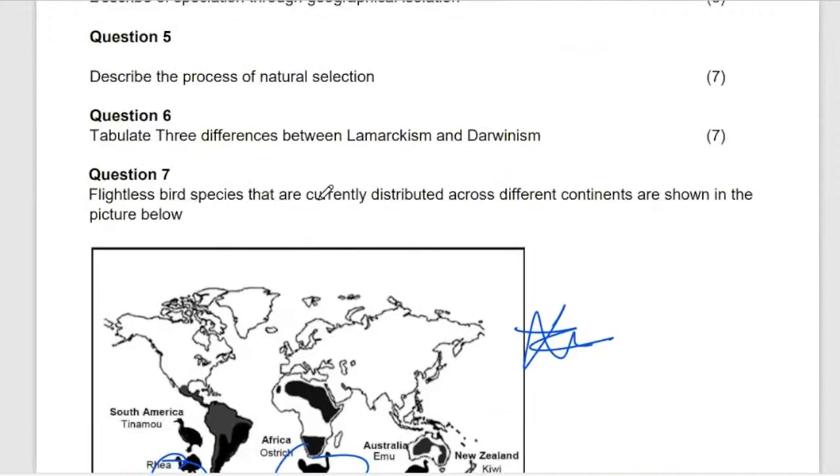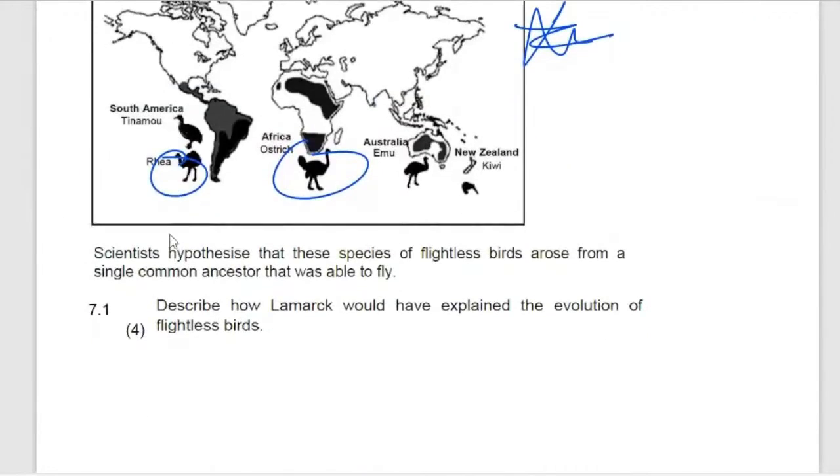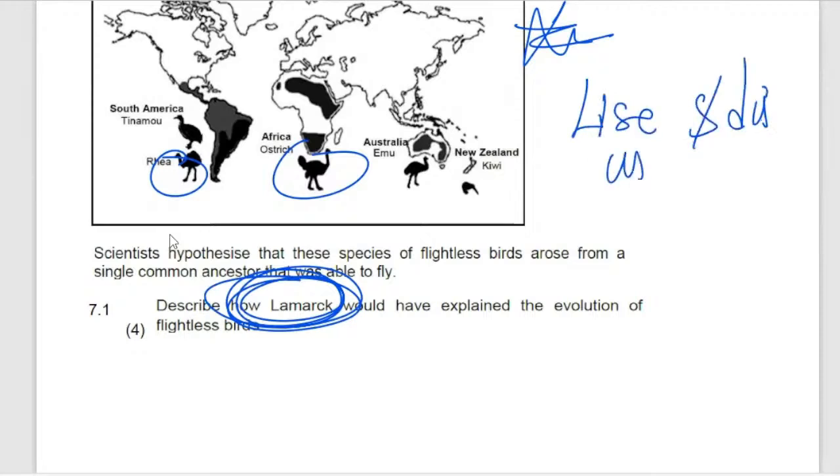The same flighted birds are currently distributed across different continents, and then the picture. So you see it. Now, whenever they ask you to use Lamarck's theory, you talk about 2 laws: number 1, the law of use and disuse; number 2, the law of inheritance of acquired characteristics. These 2 cannot be used at the same time, concurrently. Never. We'll either do the use or we'll do the disuse. So you have to pick one depending on what they have asked you.